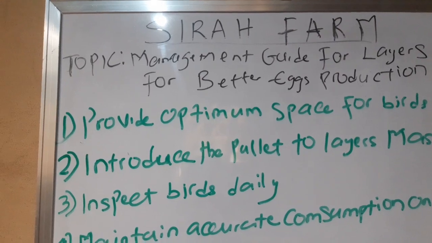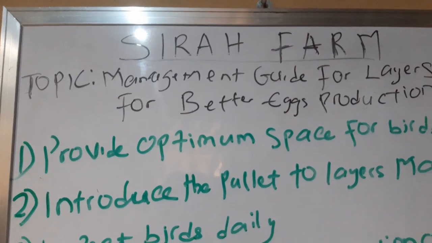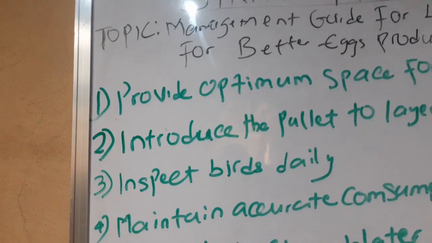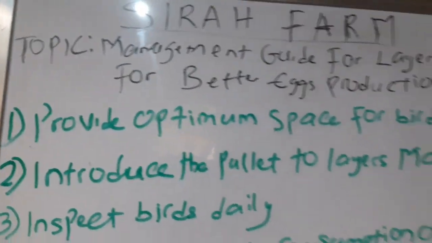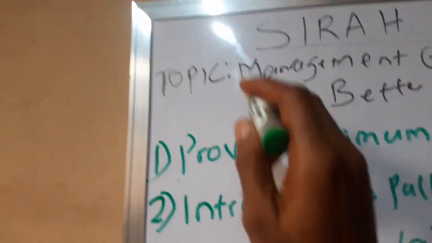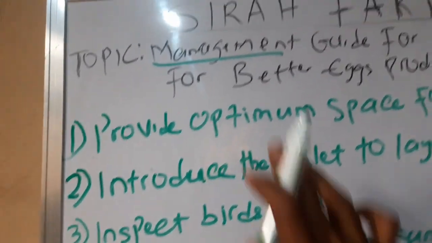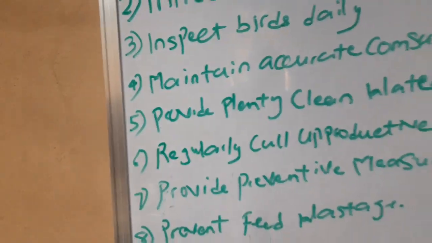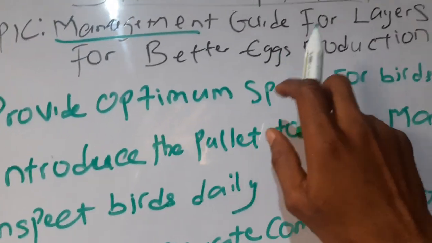So today we will be discussing an interesting topic, which is a management guide for layers for better egg production. Looking at this topic, you will notice that we are talking about how we can have better eggs in our poultry farm, and not only that, we're also talking about how to manage them. For us to manage them, we have to have a guide, and all these are the guide that you will use to manage better egg production.